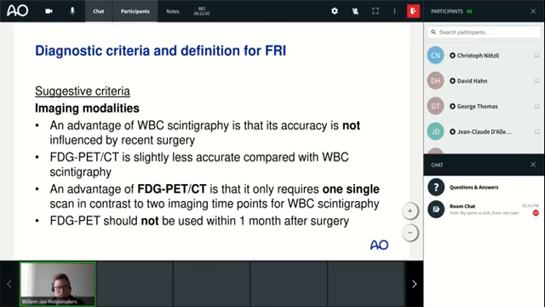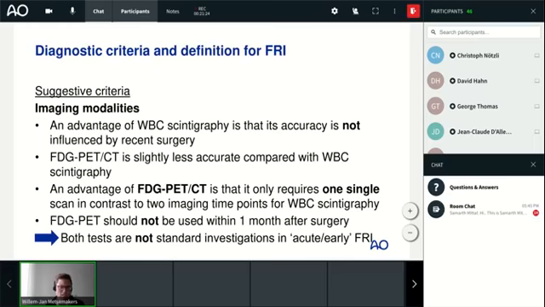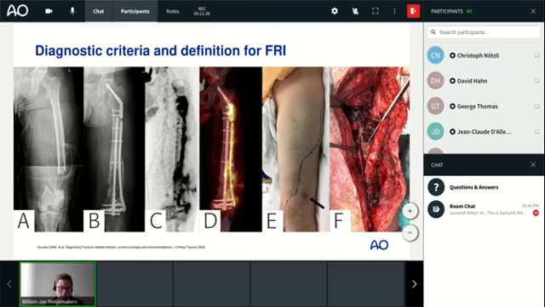Important to note here is that FDG PET should not be used within the early period of surgery, so within 1 month, and some studies even propose not to use it within a few months of surgery. So in the acute situations, overall, these imaging modalities are not standard investigations, and remember, they're also expensive, and they're not available in all centers. And this is, for example, an image of an FDG PET, also published in the recent GOT paper from the expert group, where we focus on a fracture-related infection of a femur fracture.